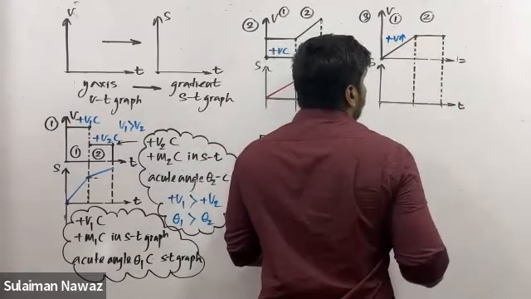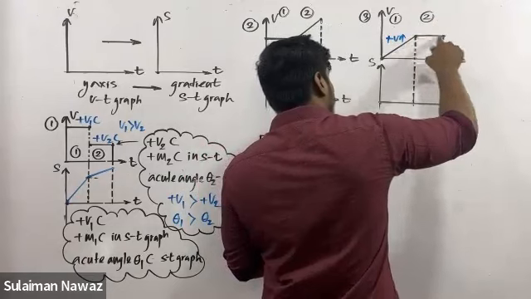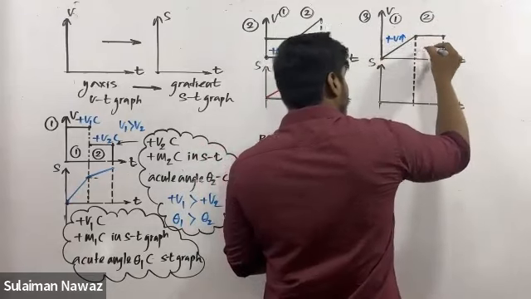Second one, positive velocity constant. Check the y-axis. Positive velocity constant.